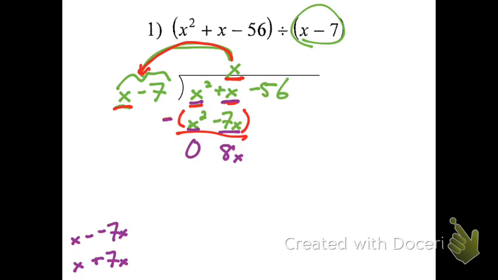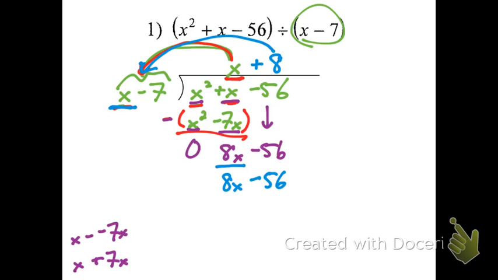Okay. Now, I've done all I can there. We're going to drop down this negative 56. And now I ask myself the same question I did before. What do you multiply by x to get this first term, 8x? Well, you should multiply by a positive 8. So now we're going to take this positive 8 and multiply it by that binomial. So 8 times x is 8x. 8 times negative 7 is negative 56.